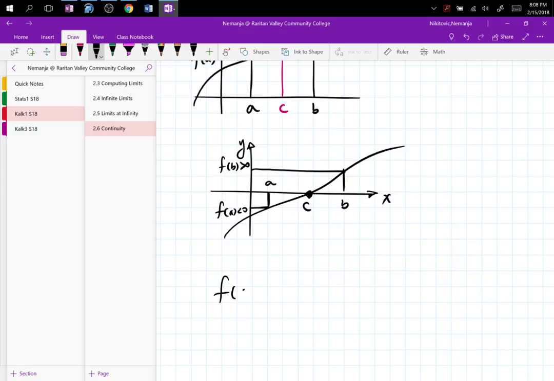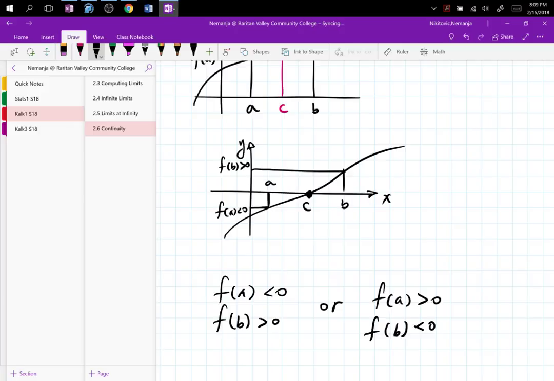situation where f of a is going to be less than 0 while f of b is more than 0, or f of a to be more than 0 and f of b to be less than 0. So you just need them to be opposite, because as I said, you look at this picture here, f of a is less than 0 because it's on the negative y-axis, and f of b is more than 0. And when you have those 2 points, it guarantees that the solution is trapped.